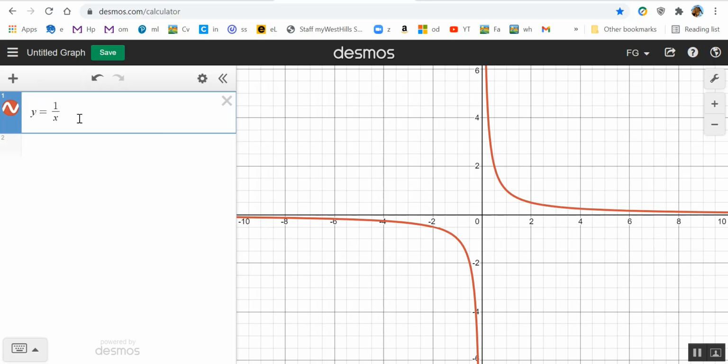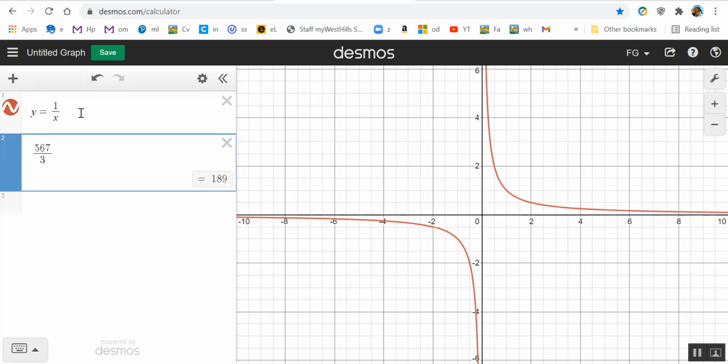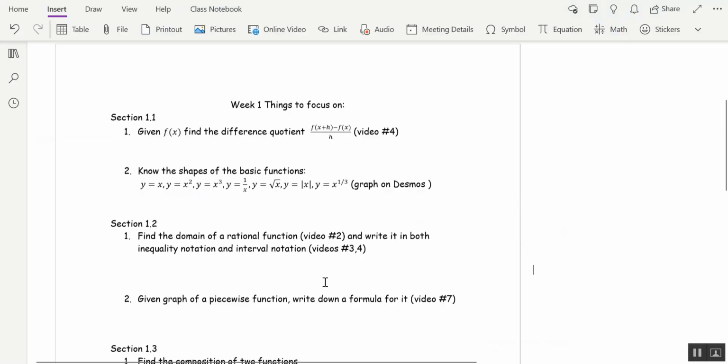Desmos also acts as a calculator. So suppose you want to know 567 divided by 3. Well, actually, it goes in evenly. It's 189. All right, so let's get back.